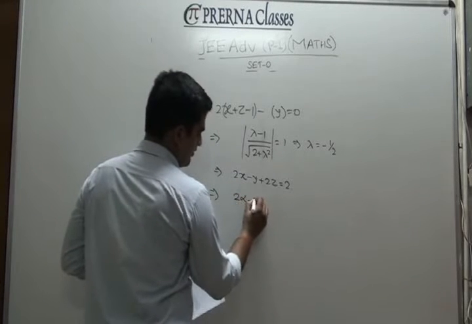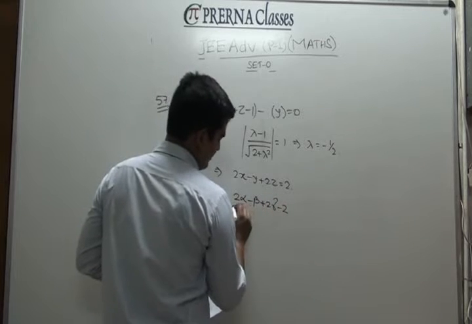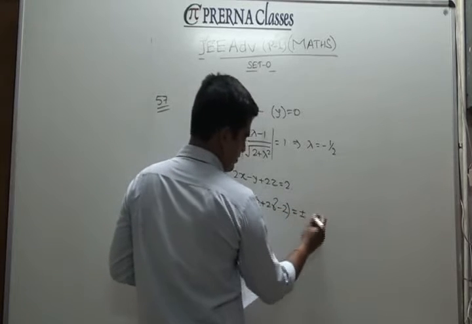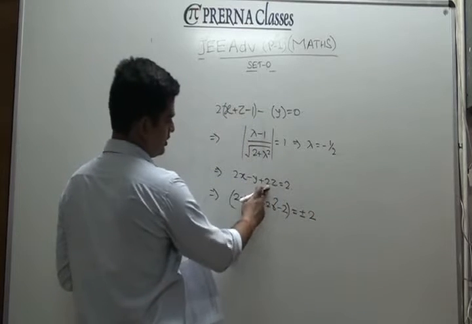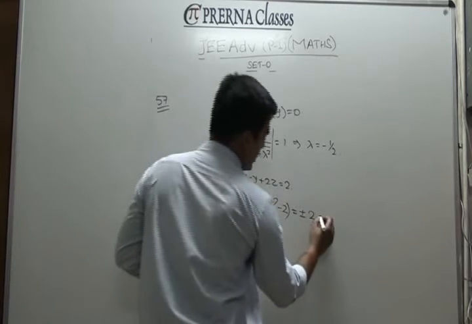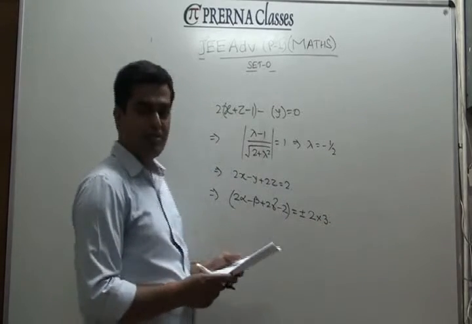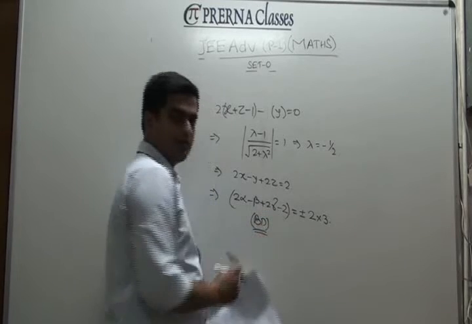Clearly then you can write 2 alpha minus beta plus 2 gamma minus 2 as equivalent to plus minus of twice of root over 9, effectively 3. If you take different signs, you can check B and D are the two options which are correct, other two options are incorrect.